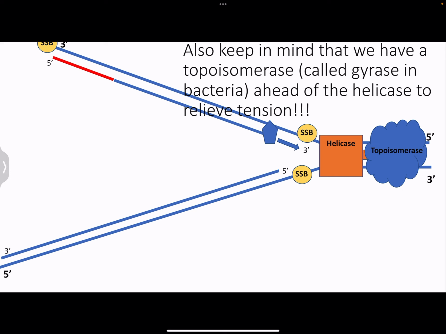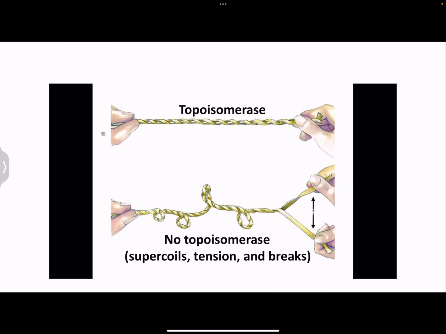Ahead of the helicase, we have topoisomerase, called gyrase in bacteria. It relieves tension. What tension? Well, if you have a lanyard, or a bit of string that you can twist up into a double helix, twist it up into a double helix like a twisted rope, and then just start to unpeel it like this.